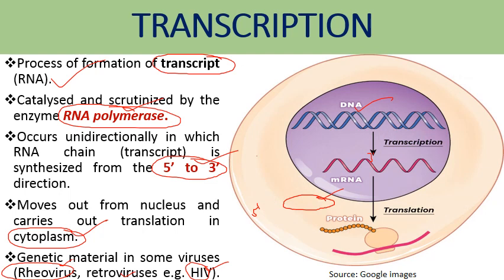Basically, this is the central dogma of biology. It means it is a unidirectional flow of information from DNA to proteins through this mRNA, messenger RNA, which is synthesized inside the nucleus in case of eukaryotes, and carried out to the cytoplasm to synthesize particular proteins. So this whole process is known as the central dogma of biology.